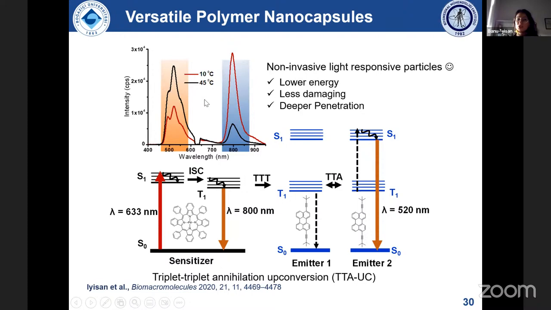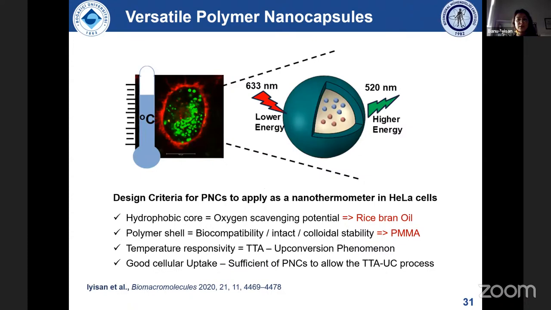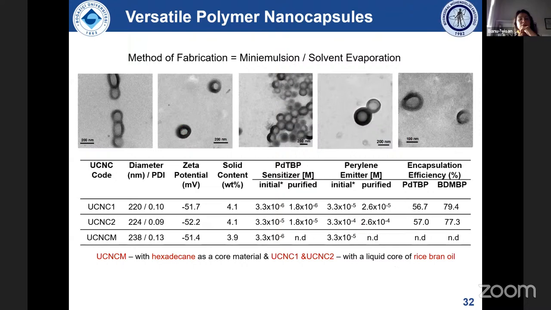So if we could get the signal, make this system alive, working in an ambient environment, then we can use this as a nanothermometer. So, okay, let me go faster because the time is going very fast, I would say. These are our upconversion nanocapsules, the electron microscopy images. They are about 220 nanometer.